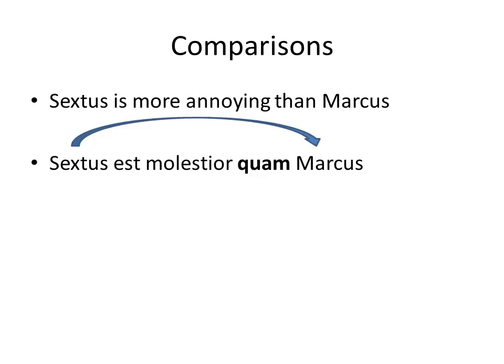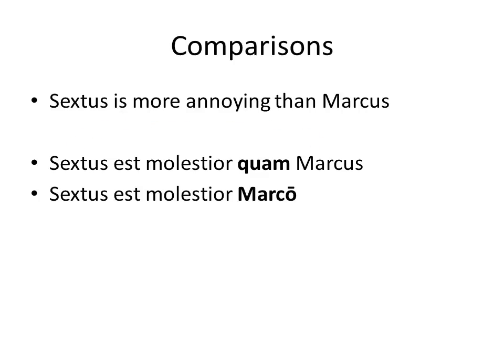But I can translate this same sentence using a slightly different form of Latin. I could say Sextus est molestior Marco. Here, obviously, we've gotten rid of that word quam, and Marcus is not in the nominative case anymore. Here it's in the ablative case. We're going to call this an ablative of comparison. So without quam, the person being compared to the original goes in the ablative case. We call that an ablative of comparison.